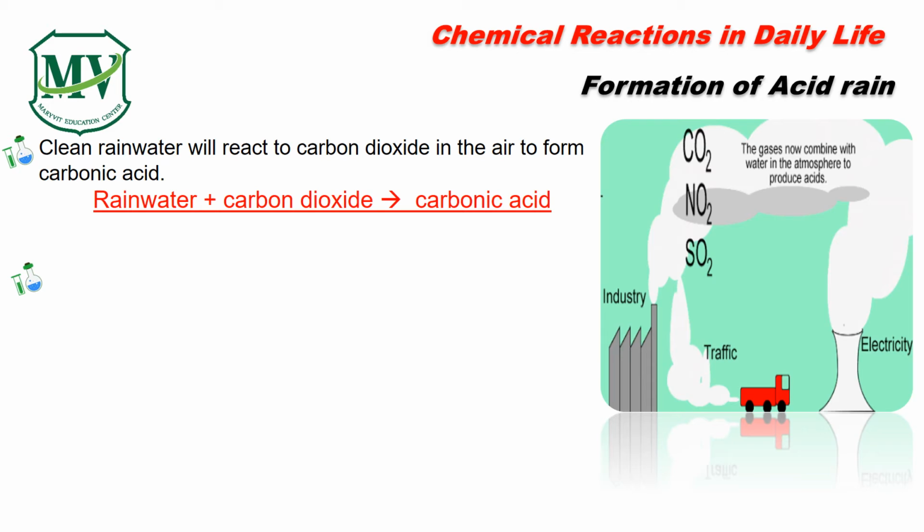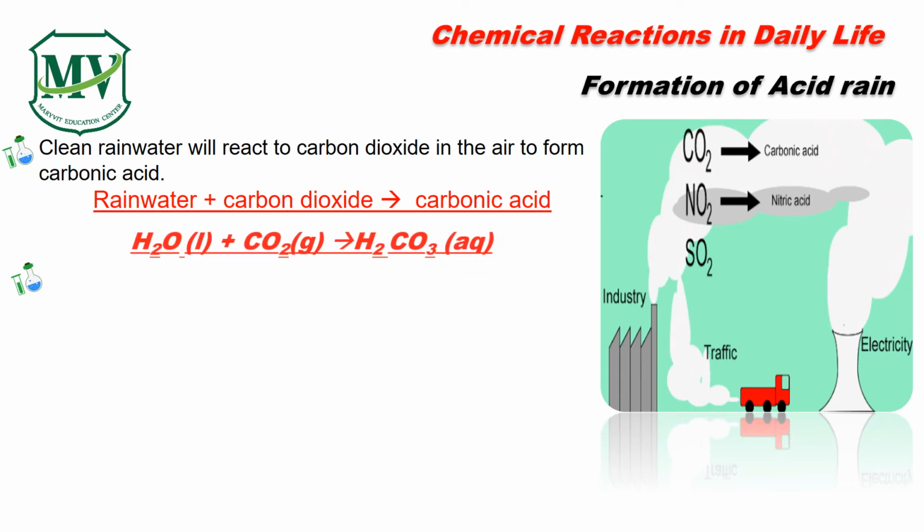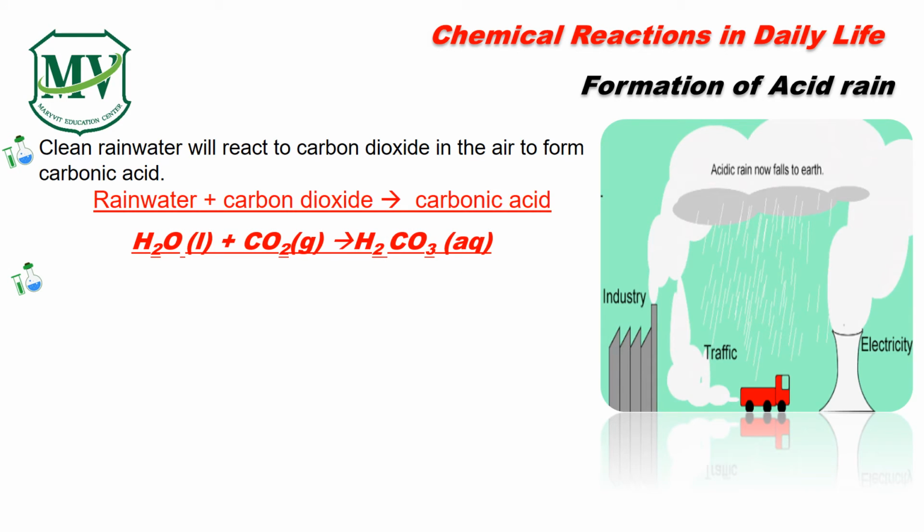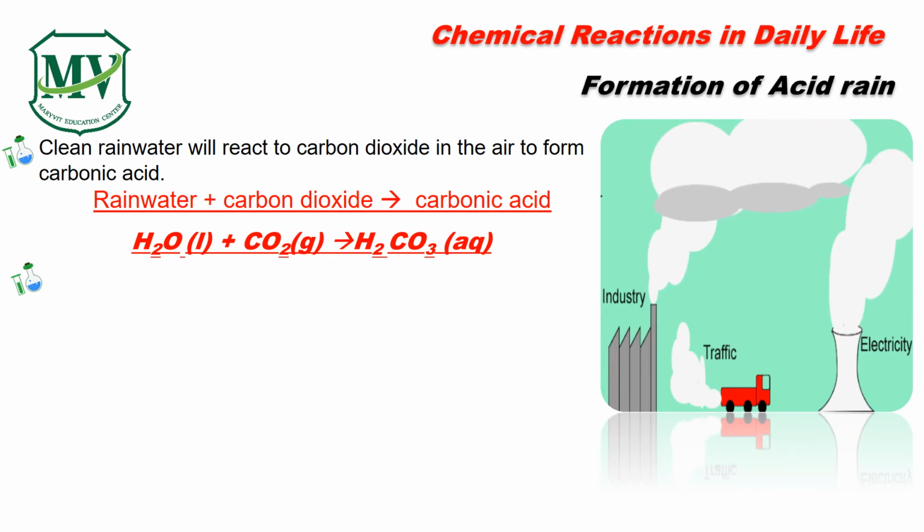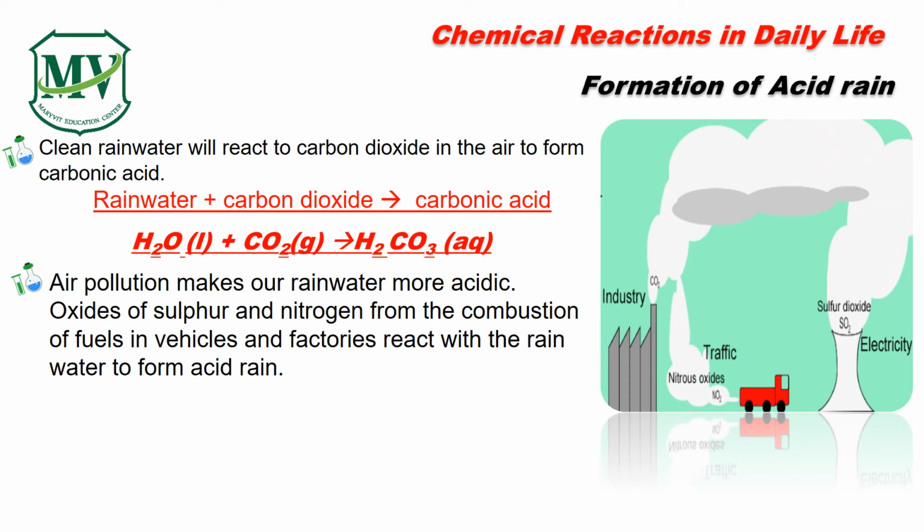Carbonic acid is a compound of elements which is composed of hydrogen, carbon, and oxygen. It is formed in small amounts when its anhydride, carbon dioxide, dissolves in water. Air pollution also makes our rainwater become acidic.